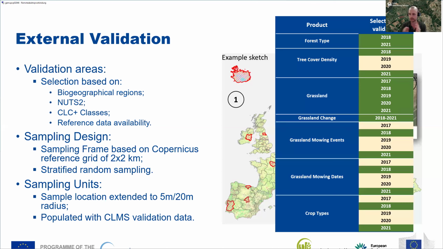I mean, time series consistencies are checked in other layers as well, looking at the crop types, for example, the 18 and 21 is compared and so on. But different methodologies for the different layers. And then in the next campaign, it will look a bit different. We will test certain aspects.